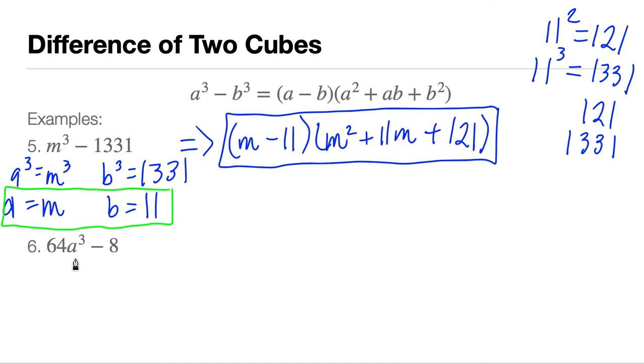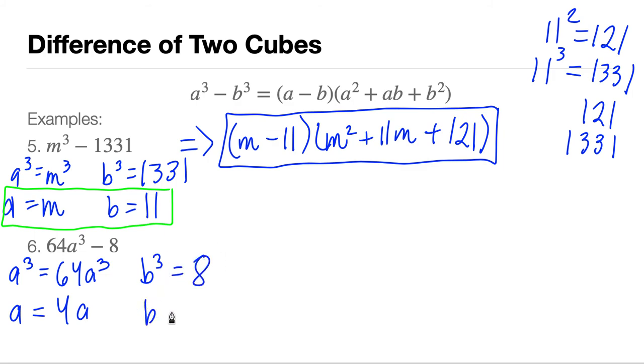For the last number, at last, so we have 64a cubed and 8. So they're both perfect cubes. So a cubed is equal to 64a cubed. Get the cube root of that. We know the cube root of 64 is 4, and the cube root of a cubed is a. For our b cubed, the answer here is 8, and then the cube root of 8 is 2.